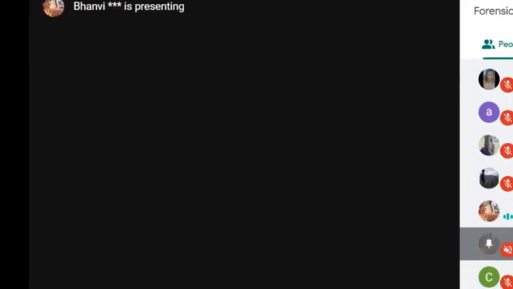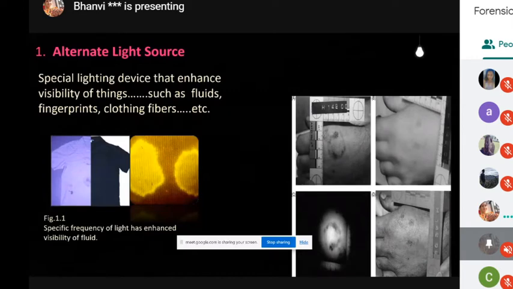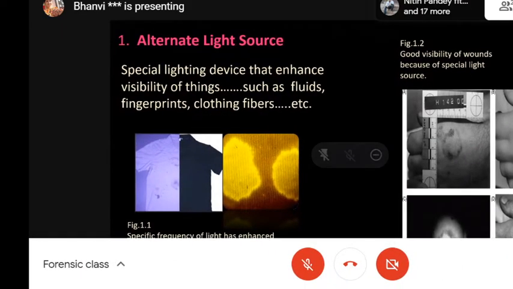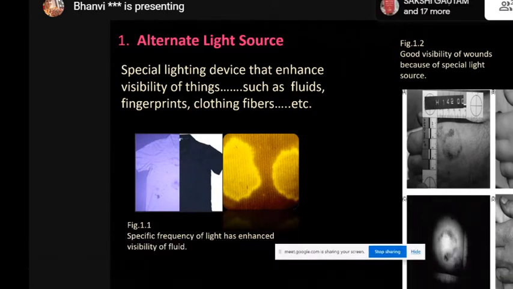In figure 1.1, a specific frequency of light has enhanced visibility of fluids. And in figure 1.2, there is good visibility of wounds because of a special light source.